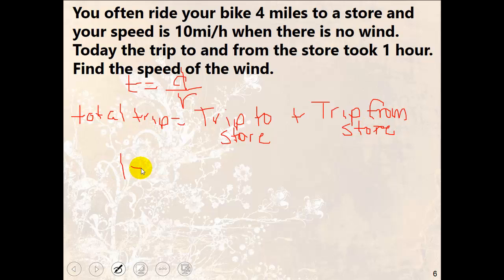That's the time. We don't know how long it took us to get to the store, but we do know that we went 4 miles. 4 miles was our distance, and our rate was what we were pedaling, 10. And in one of these directions you have to be with the wind, and in one of them you have to be against the wind. So it's going to be 10 plus the wind going in one direction. Let's just say it's going to the store. It doesn't matter which one. One of them has to go faster with the wind, and then on the other trip you have to go slower because of the wind.